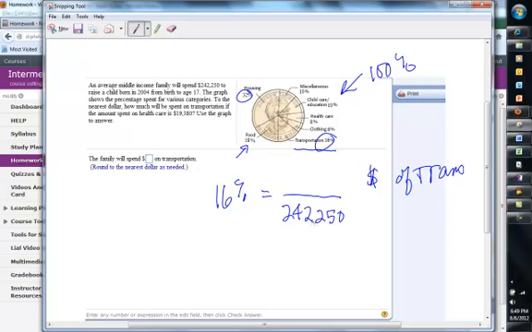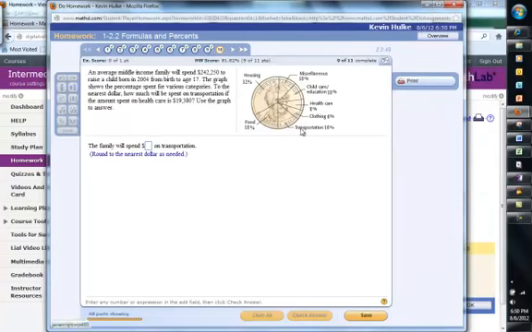Now, the problem that we have in this case is we want to know how much is spent on transportation. The easiest way to solve this one is to multiply both sides by $242,250. So let's take 0.16 times 242,250. It says to the nearest dollar, we spend $38,760 on transportation in that many years.